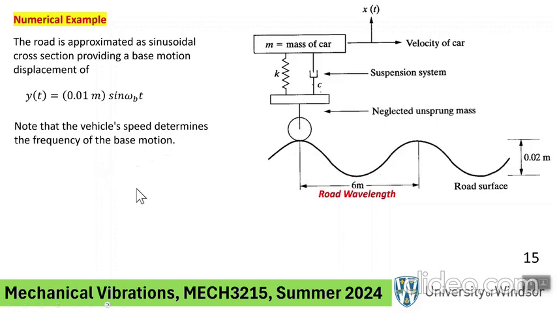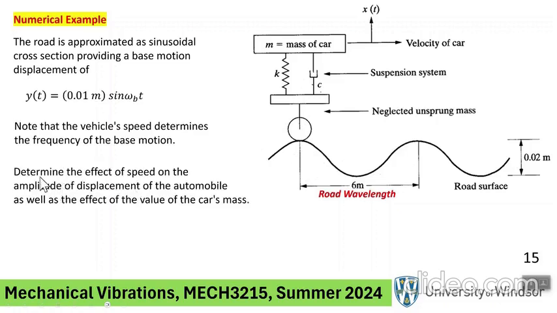Now, what we want to determine is the effect of speed on the amplitude of the displacement of the car chassis right here, as well as the effect of the mass of the car. So we want to know the effect of the mass of the car and the speed of the car on the overall problem.